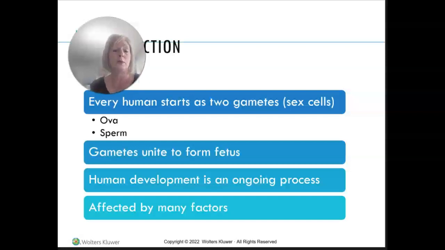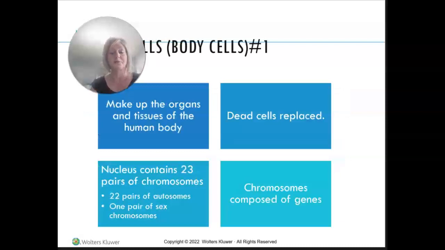Human development is an ongoing process, not only when the gamete, the ova and the sperm, come together, but human development also still goes on afterwards. After the baby's born, we have development throughout the pregnancy, and we have development after the pregnancy. And sometimes this can be affected by a lot of different factors. A lot of different things can come into play when we're thinking about when that ova and sperm come together.